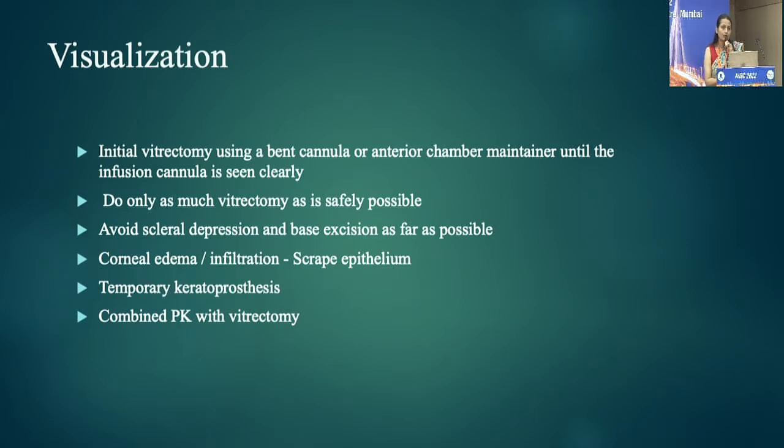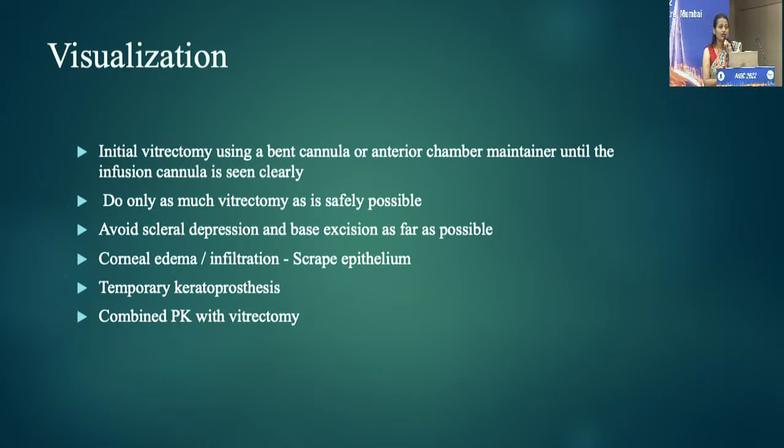Basically, in the initial vitrectomy, if you're not able to visualize, you can do it with a bent cannula or an anterior chamber maintainer until the infusion cannula is clearly visible. So never start the infusion immediately in a patient with endophthalmitis, because many times the tip may not be visible. Do only as much vitrectomy as is safely possible.